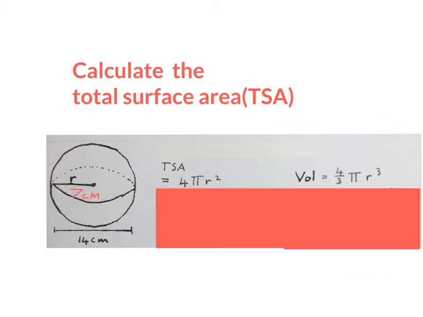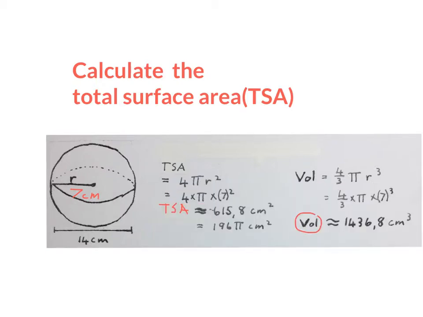Something that is not part of this video, I just want to show you quickly the two formulas for a sphere. The total surface area is 4 pi r square and the volume is 4 over 3 pi r cube. So the surface area, you'll answer in square centimeters, and the volume you'll answer in cubic centimeters.